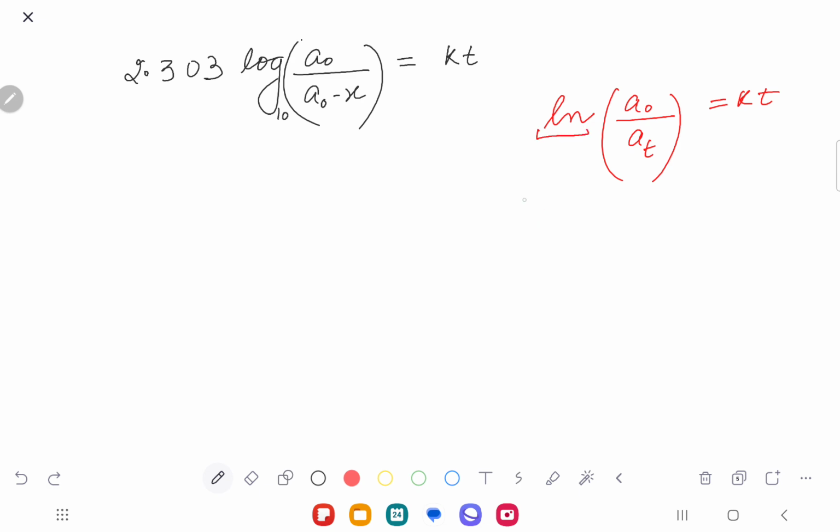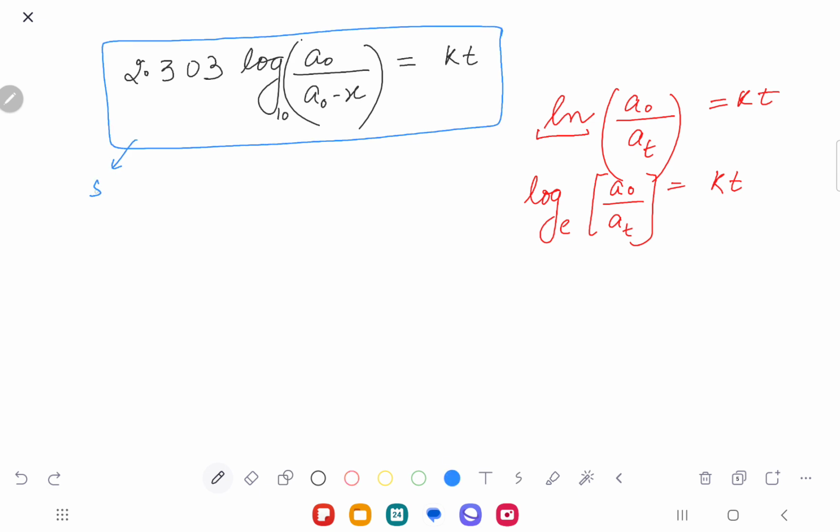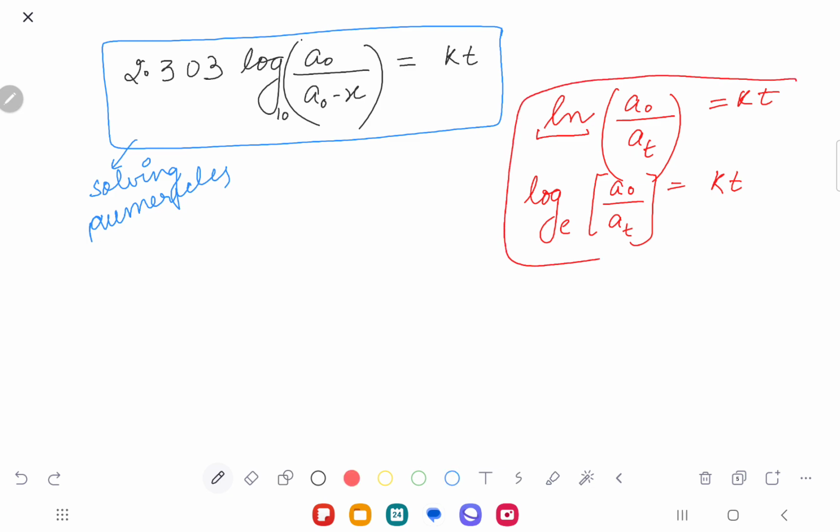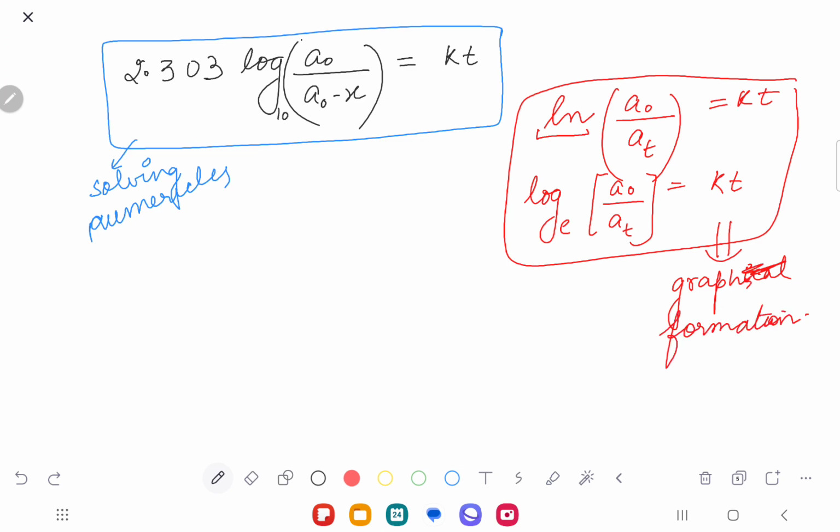And what is ln if I have to write it down? It would mean log to the base E, A naught over AT. Why am I doing that? Because that is going to give me the graph. This blue equation is used for solving numericals, but the red version of this equation, because we have actually derived this blue equation from the red equation only, is capable of making the graph. So this equation is used for the graph formation. You understand? This is important for the graph formation. Understood or not? Yes, ma'am. All right. So this is the concept.